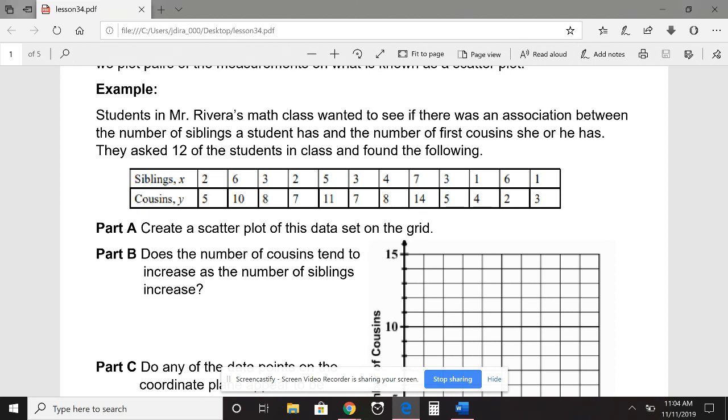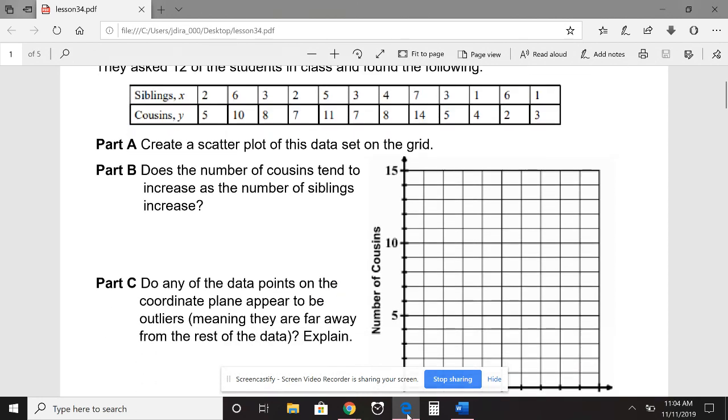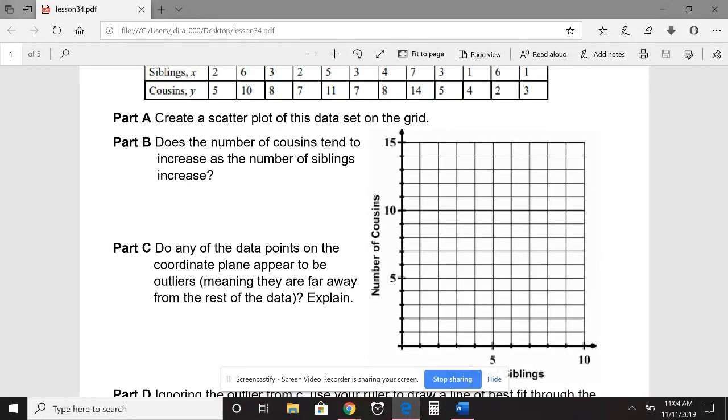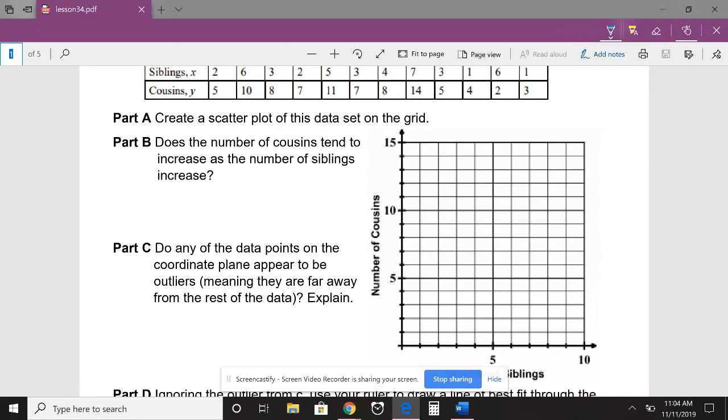Create a scatter plot of this data set in the grid. So 2, 5, we're going to graph. Let me make this a little smaller so I can graph this. 2, 5, 6, 10, right 6, up 10. 3, 8, right 3, up 8. Right 2, up 7. Right 5, up 11. Right 3, up 7.